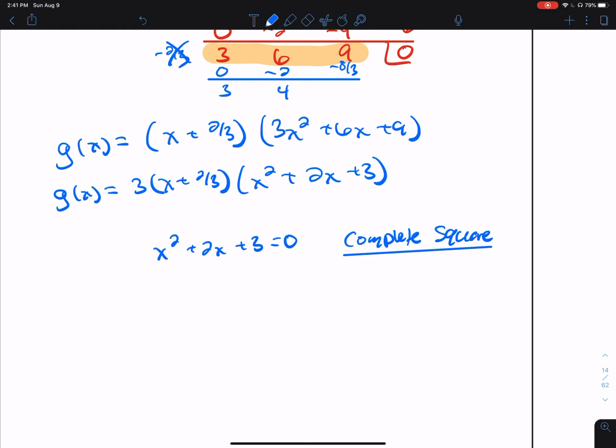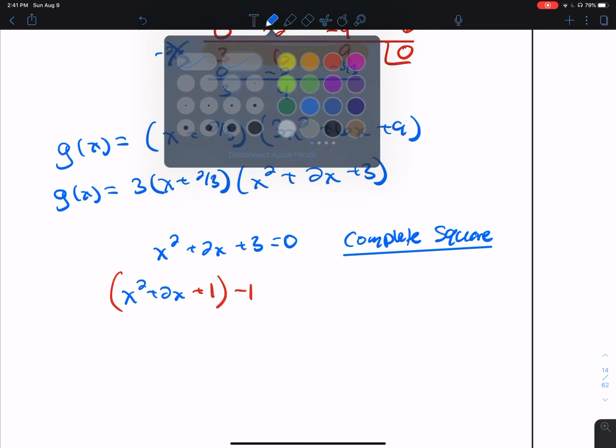To complete the square, we want this to be a perfect square trinomial. To get that, we're going to take half of 2, which is 1, and then square it. That assures us that this right here is a perfect square trinomial. You can't just add 1 to an equation. You have to also subtract it from the equation to balance it out.